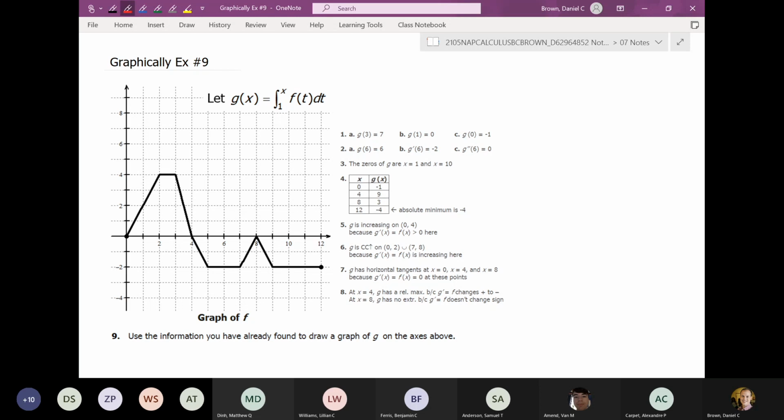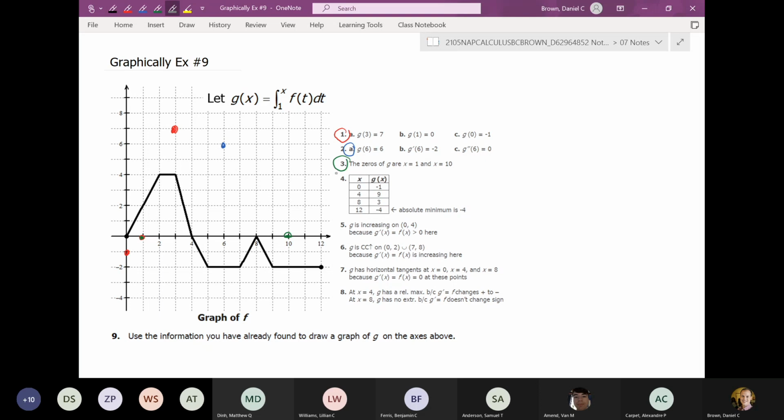I went ahead and typed them up beforehand, and I'm just going to plot all the points we found when we answered numbers 1 through 8, and then we'll see the relationship and why I call this an accumulation function. In number 1, we just evaluated G. This is what we did yesterday. We found that G of 3 was 7, G of 1 was 0, and G of 0 was -1. Number 2, we saw that G of 6 was 6. Today we picked up on the zeros of G, and we saw that the zeros of G were at 1 and 10. That was when the net area was 0.